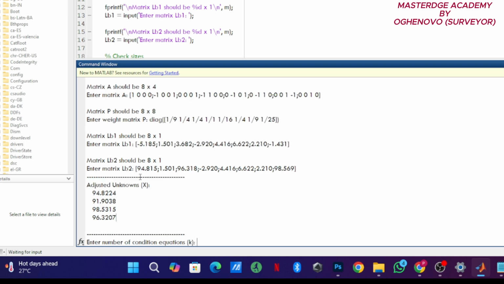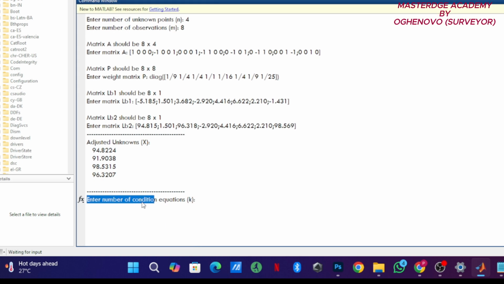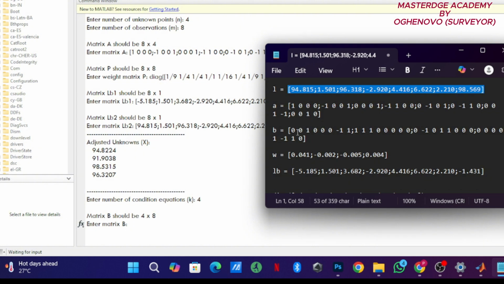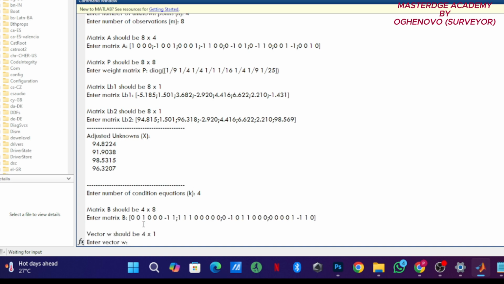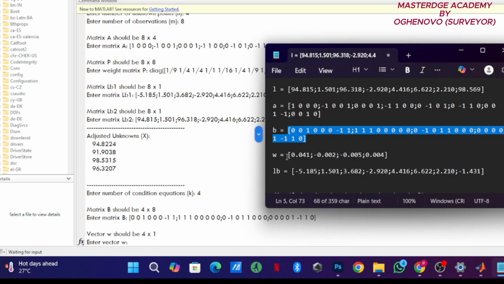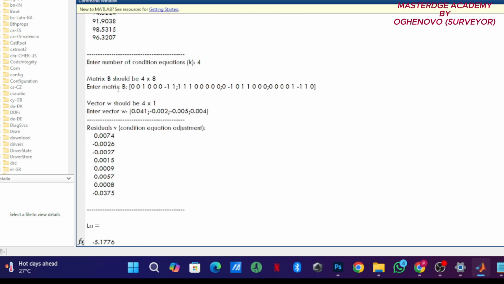Understand? Alright, so it's now asking for the number of condition equations, which there are 4. I've told you before. Now it must be a 4 by 8 matrix. So where's my B? This might be a 4 by 8 matrix. If you make a mistake, it will tell you I can't take that. Go again. Enter. My W must be a 4 by 1 matrix. Copy. Paste. Alright. Now you can see I've inserted my B and my W.